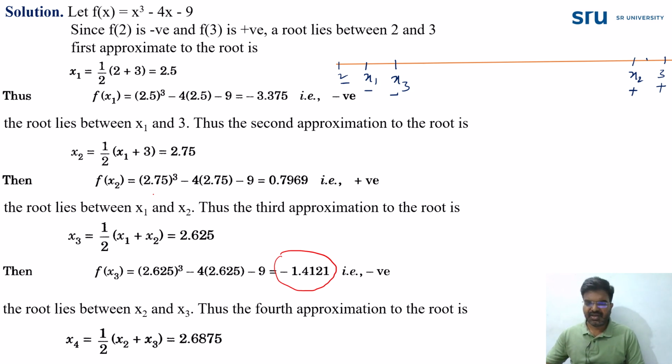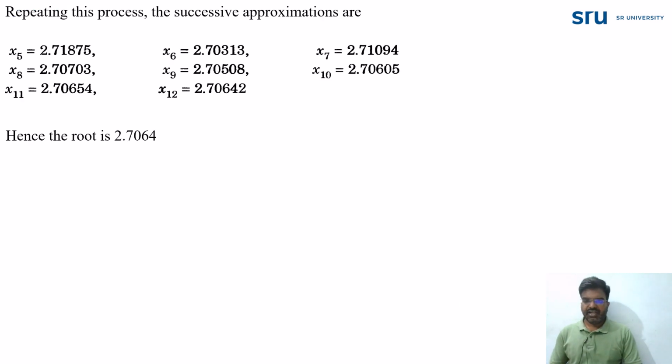So we can write the next approximation of the root, that is x4. It is the midpoint of x2 and x3. Look at the value. The value is 2.6875. In next step, we find the functional value at x4. We repeat this process until we get the better approximation of the root. If you observe, I'm calculating up to x12 in this problem.